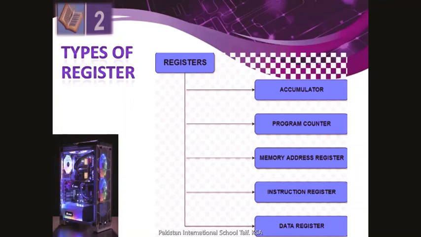So dear students, all these are the types of registers, and remember that registers are a temporary space and location inside our computers, inside our CPU. And these are the types of our registers.